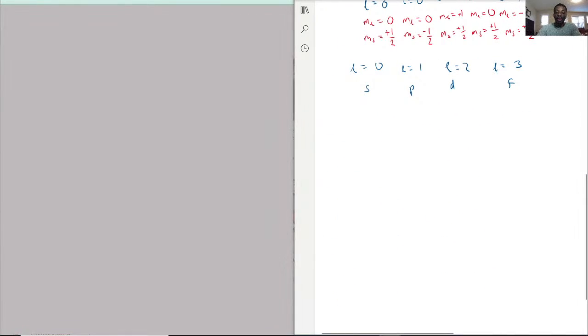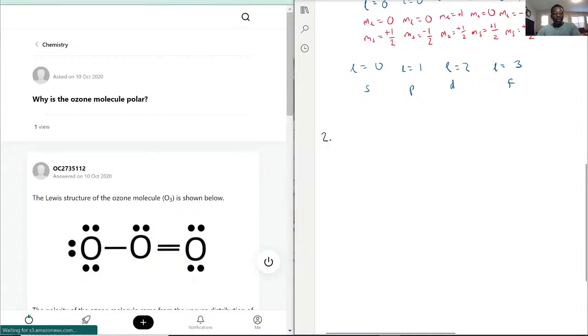Okay, so question 2 for today. We have, why is the ozone molecule polar?